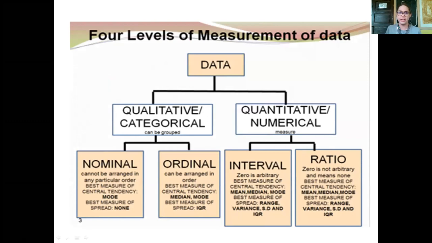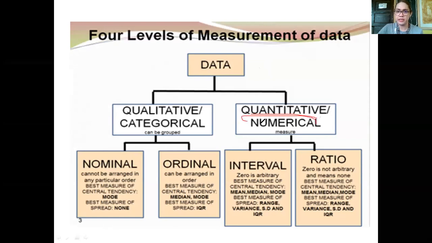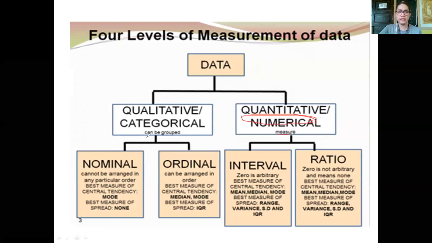of measurement of data. So under the data, we have the qualitative data. We also have quantitative data. As you can see there, the qualitative data scale can be categorical or can be grouped, while the quantitative data scale can be numerical. So I'll highlight this one so that you can follow. Quantitative, as I have said, is numerical. It can be measured.